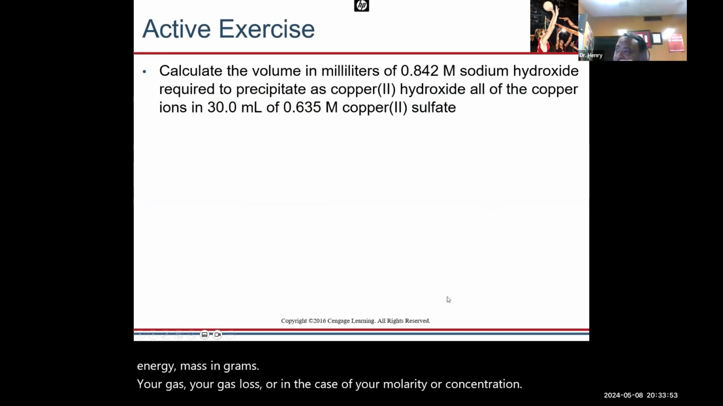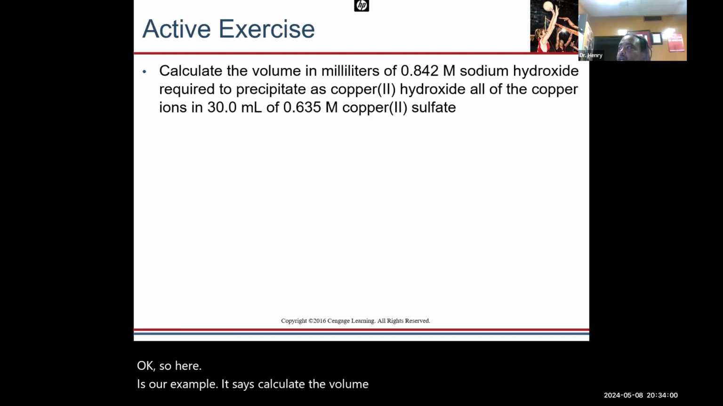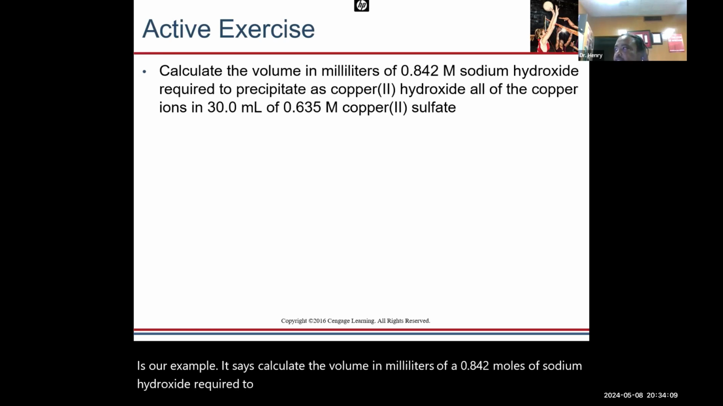Okay, so here is our example. It says calculate the volume in milliliters of a 0.842 molar sodium hydroxide required to precipitate all of the copper ions in 30.0 milliliters of 0.635 molar copper 2 sulfate.